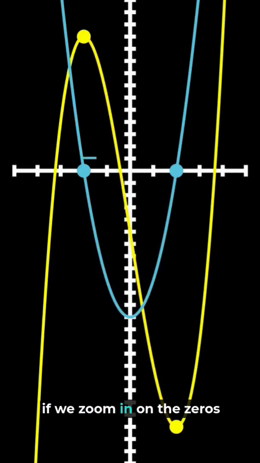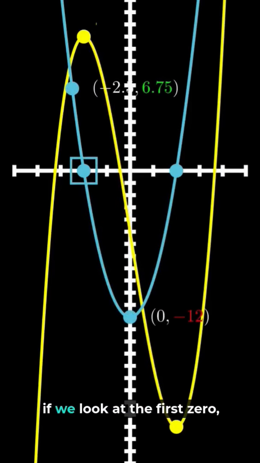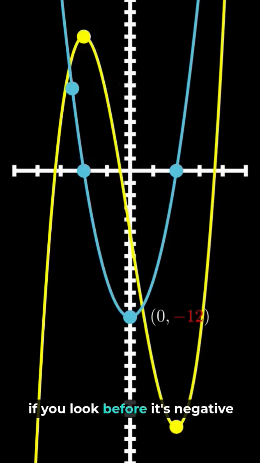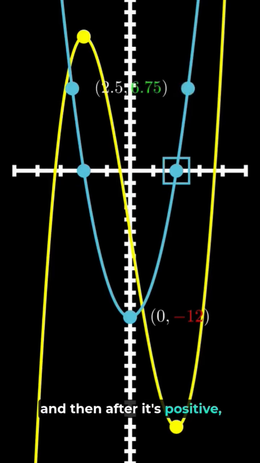Now, if we zoom in on the zeros of our first derivative, if we look at the first zero, if you look before, you see it's positive, and if we look after, it's negative. And due to this sign change, this indicates that there's a local maximum, as you see here. And if we look at the other zero, if you look before, it's negative, and then after, it's positive, which indicates that there's a local minimum on our function, as you see here.